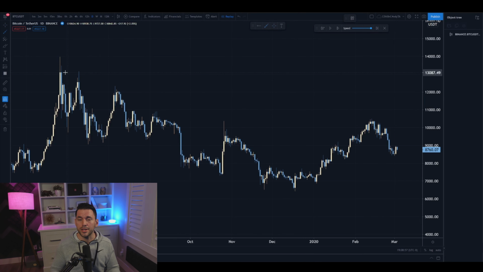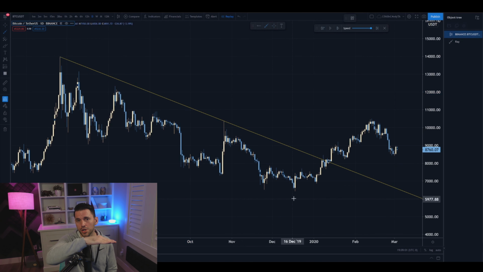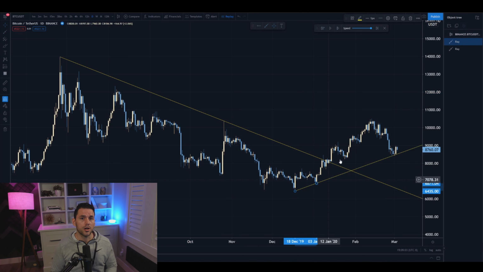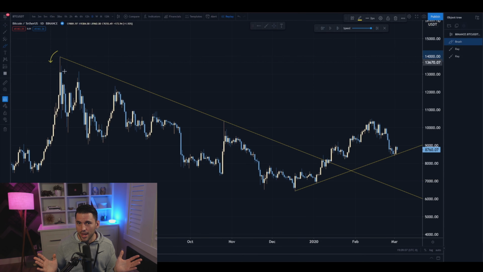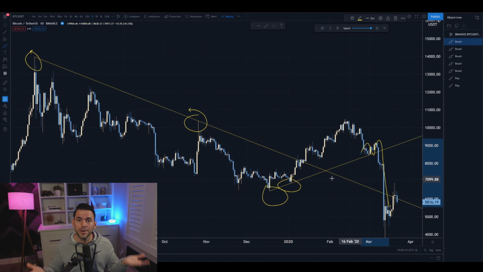They act as areas that support and resist price, except where levels are typically drawn horizontally as a straight line, trends are drawn from point to point or diagonally. But again, the same thing as levels. They act as areas of support and resistance, and once they're broken through, they have a large reaction. Again, just like our levels of support and resistance.